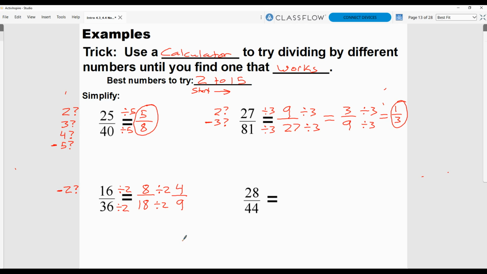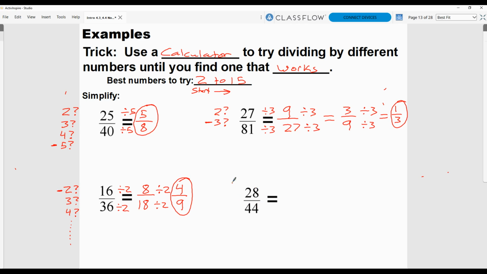All right, and then I want to check to see if I could simplify this again. Is there anything I can divide both 4 and 9 by? And there is nothing. If I go through and I keep checking all the different numbers possible from 2 to 15, it's not going to work. All right, so there is your simplified fraction of 16 over 36. It simplifies all the way down to 4 over 9. There's nothing else we can divide those by again. So that is all.